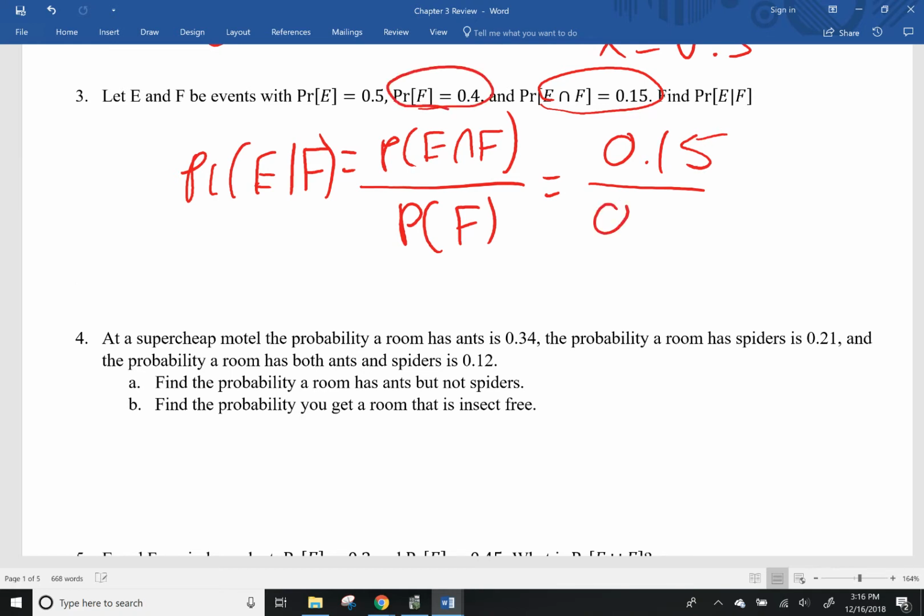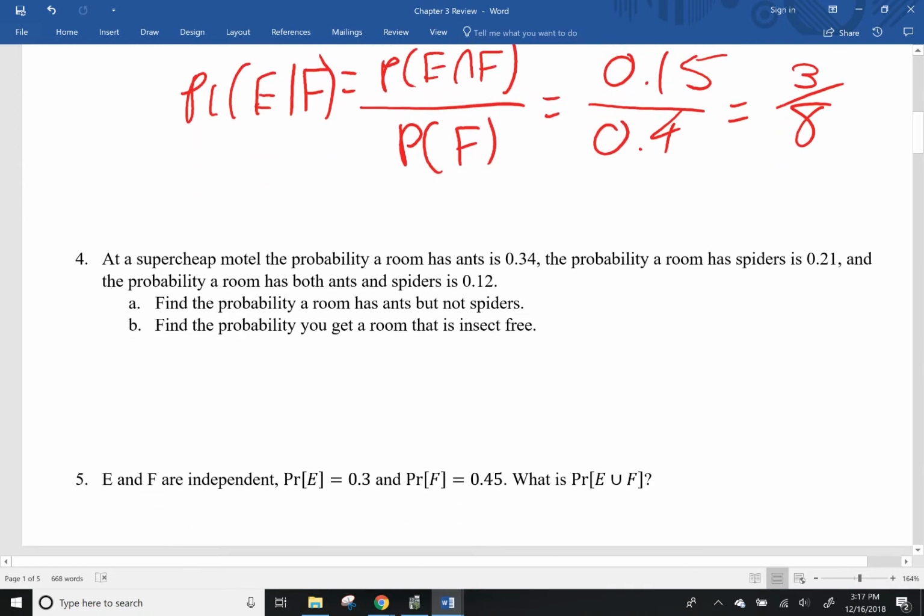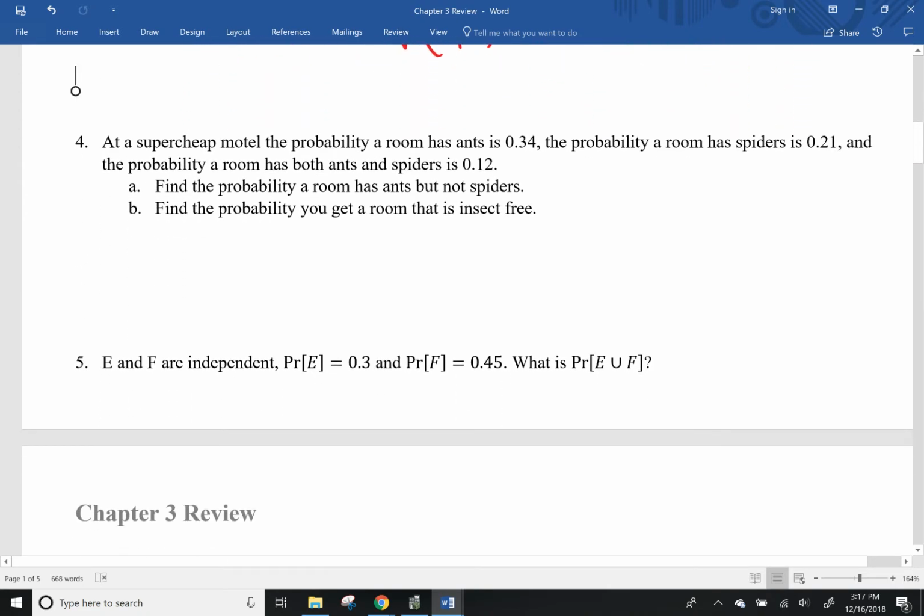which it also gives us, is 0.4. So that comes out to be 3/8 as a fraction. I'm not sure what the decimal equivalent is, but that's the answer. So it is just formulas, so keep that in mind.